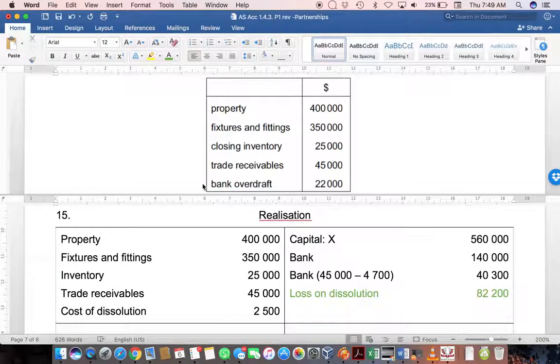However, we are going to ignore bank. When you are drawing up the realization account, you don't need to show cash or bank in there, as quite simply your bank or cash you have already got.